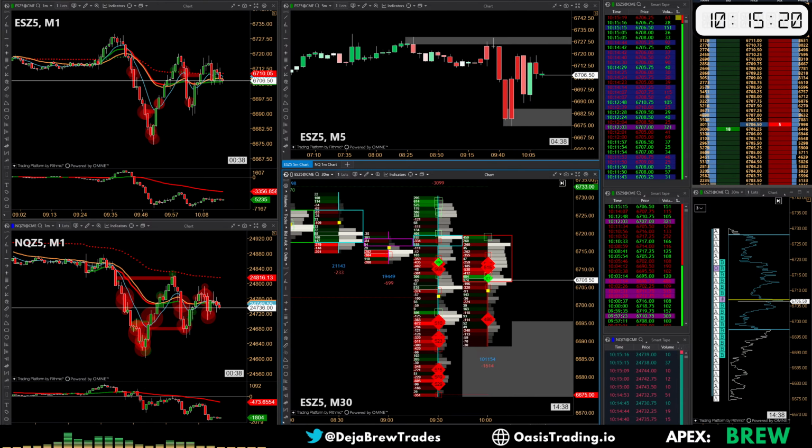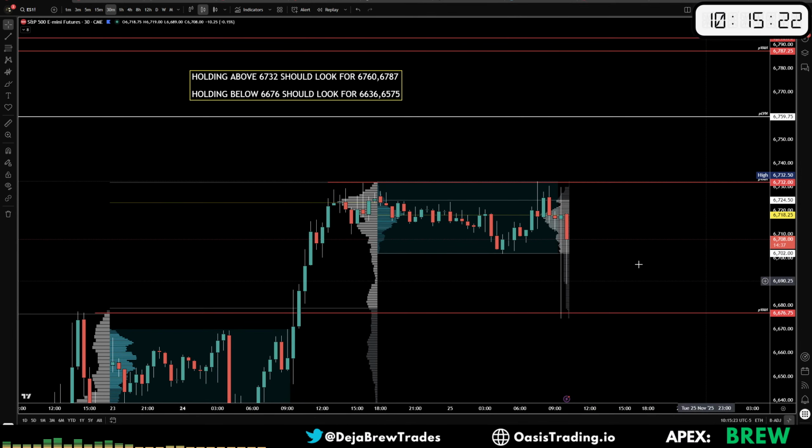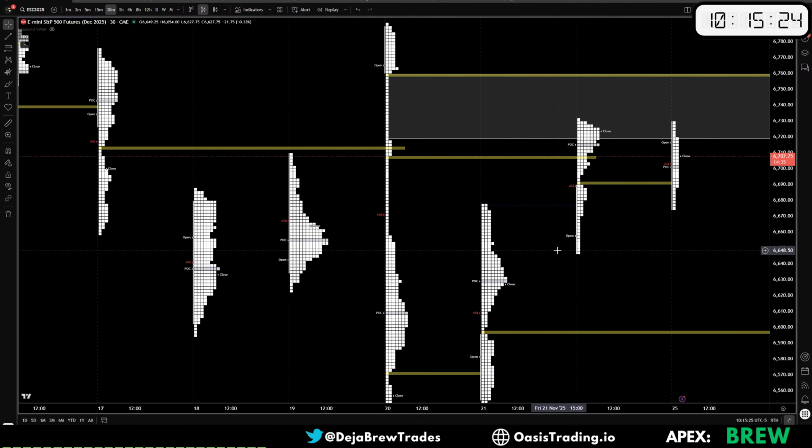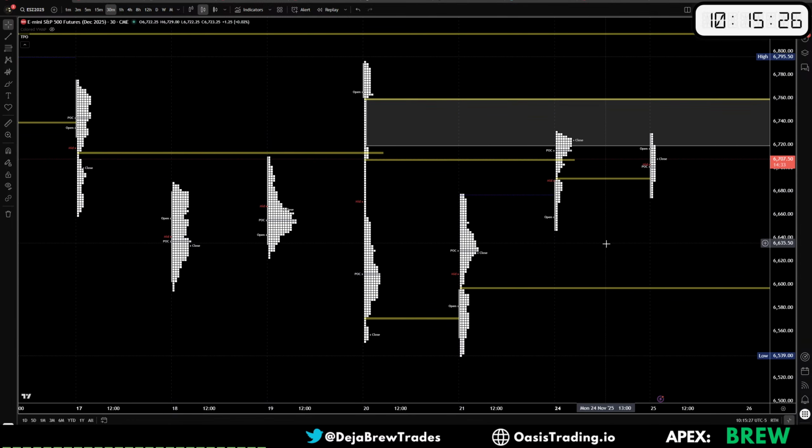Let's take a look at our single print chart, because it's probably very weird now. So we had single prints on Friday. They have not been filled in. We had single prints yesterday. They have been filled in by today.